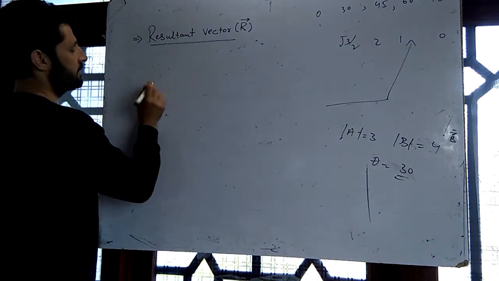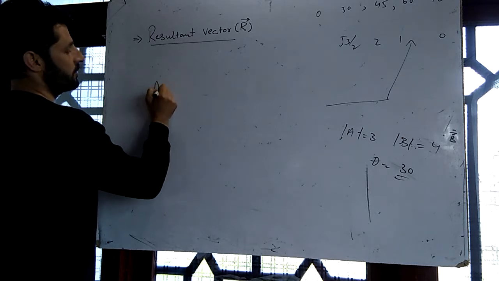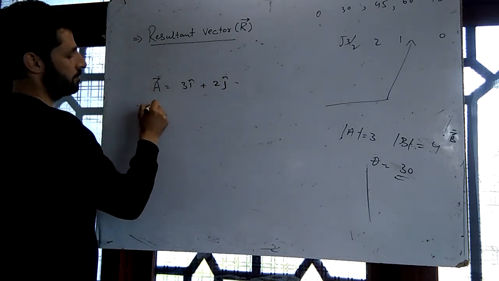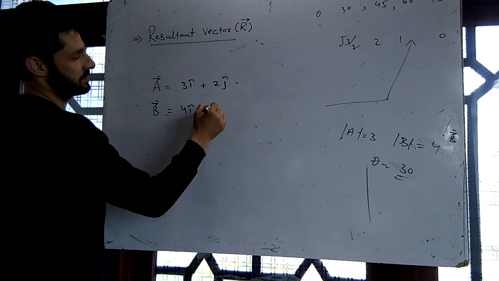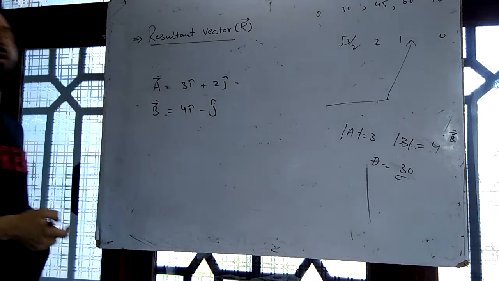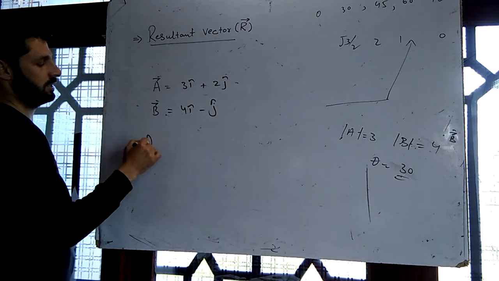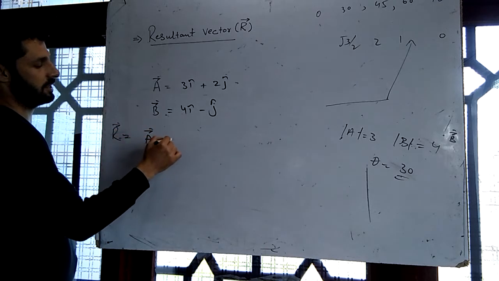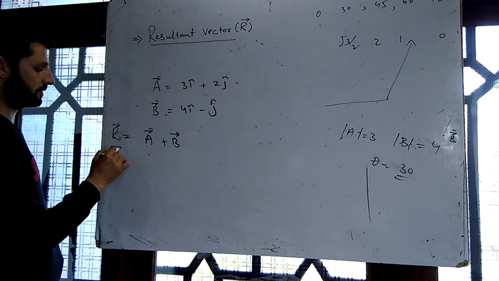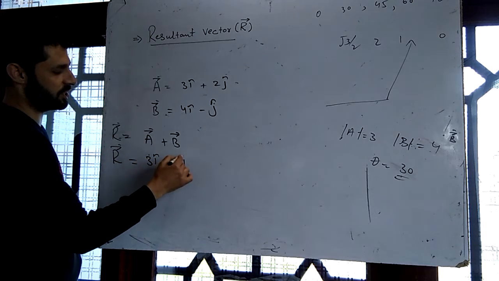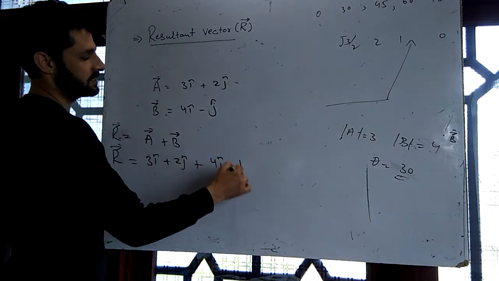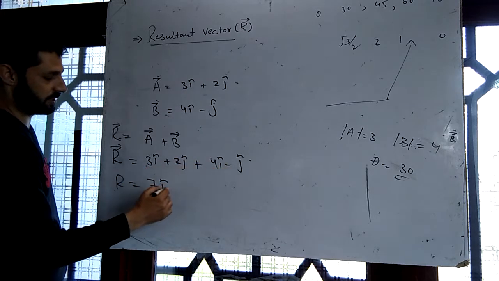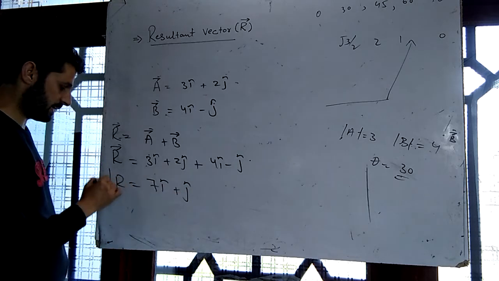Sometimes a vector also has components. Sometimes you have a vector A equal to 3i plus 2j, and then you have a vector B equal to 4i minus j. Now you are supposed to find the resultant. You know the resultant is A plus B. Resultant vector R is equal to vector A plus vector B. Then R is equal to 3i plus 2j plus 4i minus j. That is R is equal to 3 plus 4 ho gaya 7i, 2 minus 1 ho gaya plus j. This is the resultant vector.